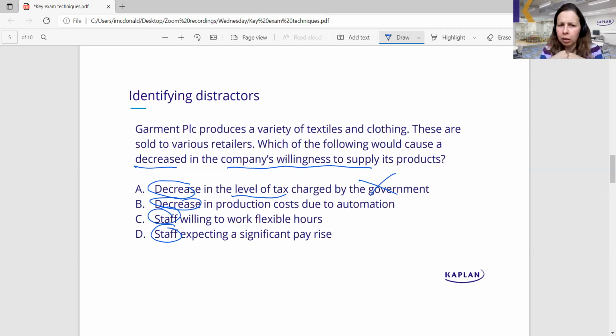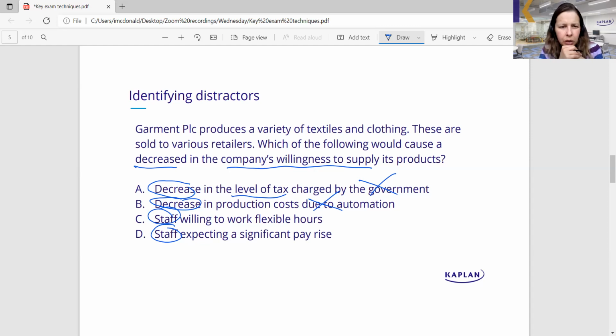Option B, if we decrease the production costs due to automation. Again, if costs fall, our profits will go up, and as a company, we want those higher profits. So that could not possibly be the right answer. We have only two options left: staff willing to work flexible hours, or staff expecting a significant pay rise.